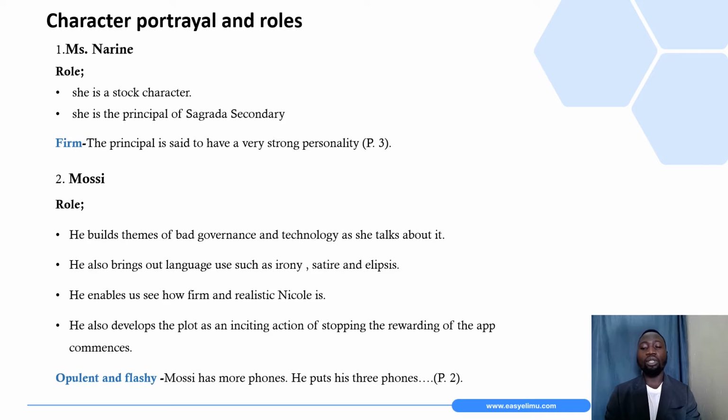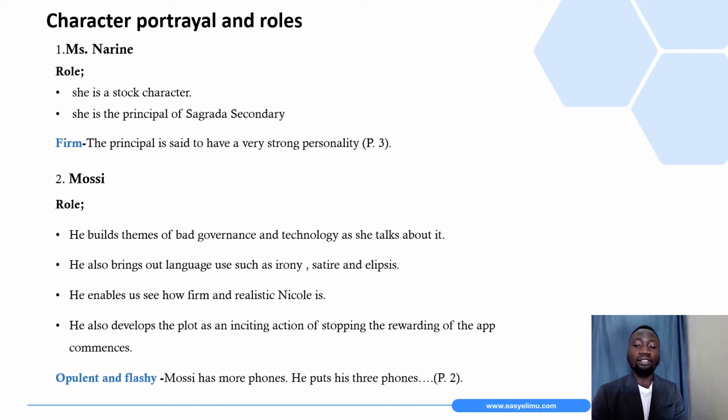Then the second character, dear students, that we are coming across in scene 1, that is the first act, is Mayor Mosi. What are some of the character roles of the mayor, Mosi? The first role is that he builds themes of bad governance and technology as he talks about it. Mayor Mosi, when we look at hierarchy in leadership, is the top. He is the top leader in Maracas municipality.